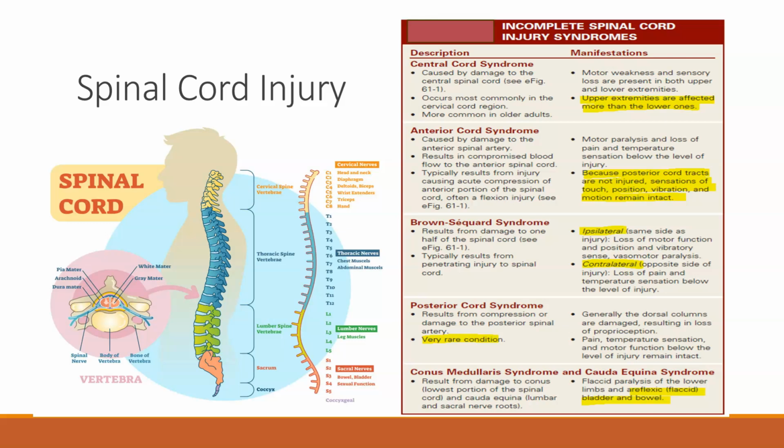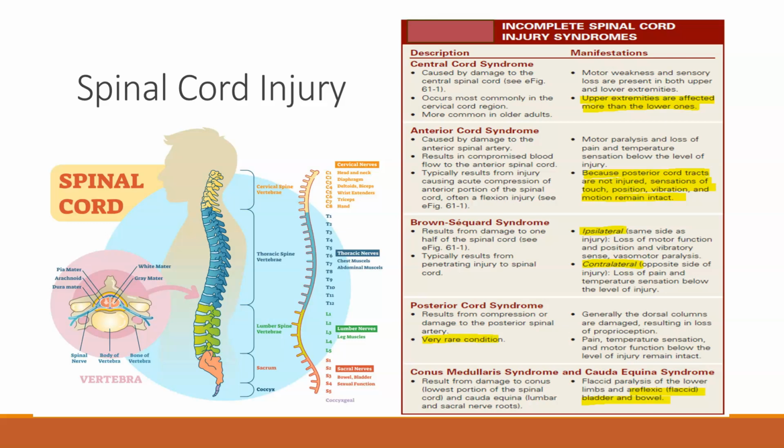Brown-Séquard syndrome, I remember this because it's two, so it's Brown-Séquard, and it's ipsilateral and contralateral. So ipsilateral, it's the same side injury. Contralateral, it's the opposite side injury. Posterior cord syndrome, so very rare condition. So I would expect that not a whole lot of questions on posterior cord syndrome from an NCLEX perspective.